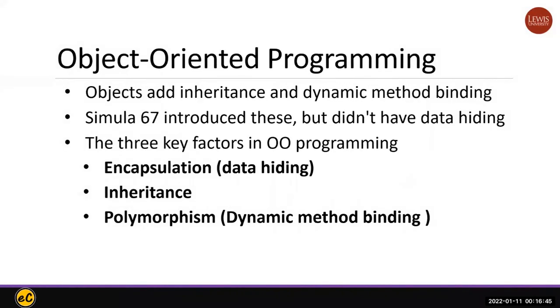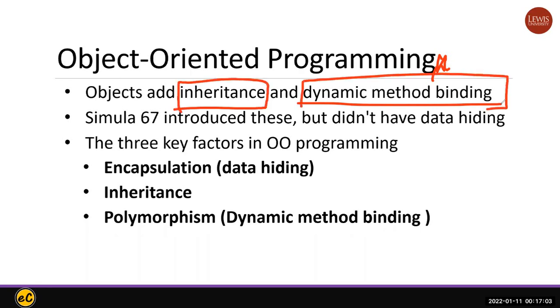Object-oriented programming, object inheritance and dynamic method type binding. This dynamic method binding is available in Java, and we call it polymorphism. So this becomes more mature for OOP. Moving from modules to OOP, these two features are being used.